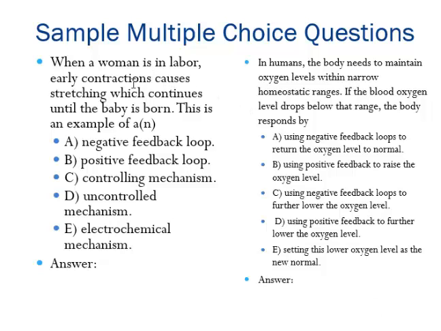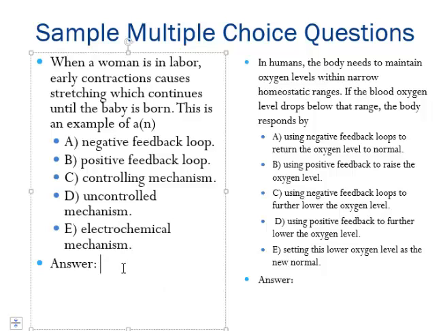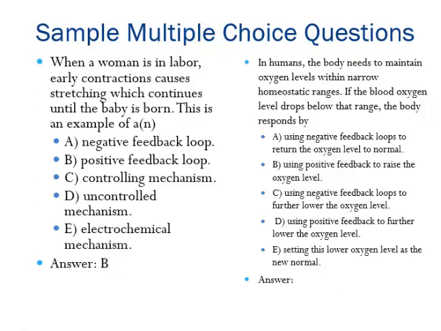When a woman is in labor, early contractions cause stretching, which continues until the baby is born. That is an example of, well, we just talked about that a couple of minutes ago, a positive feedback loop. The early stage of labor causes something that helps the labor to continue and to increase.